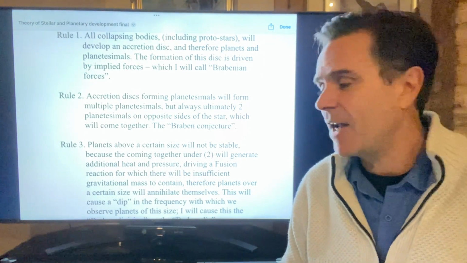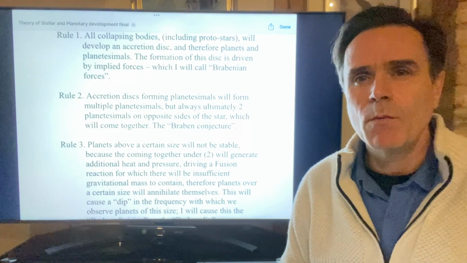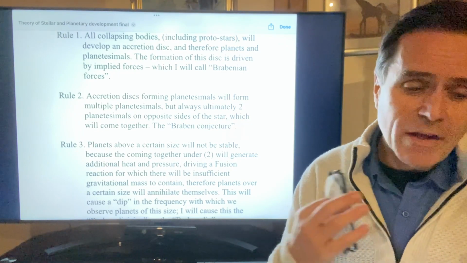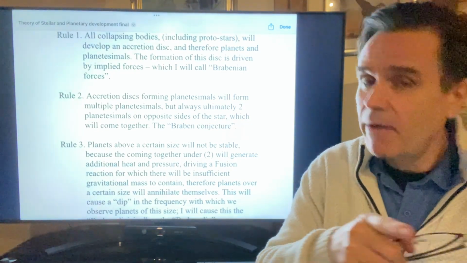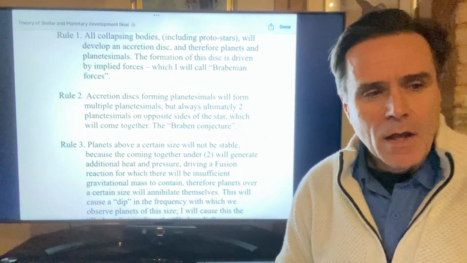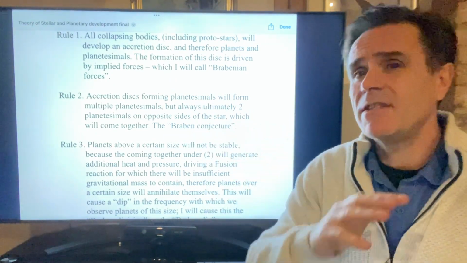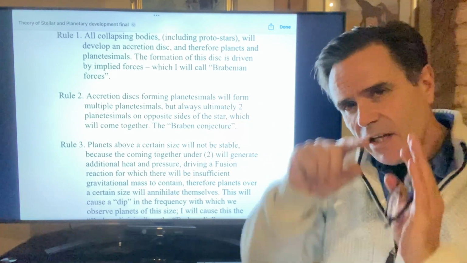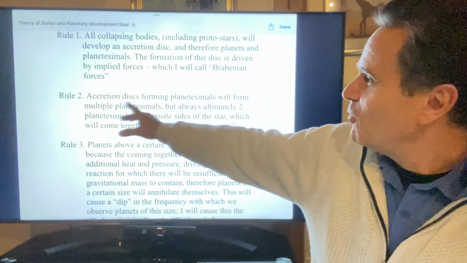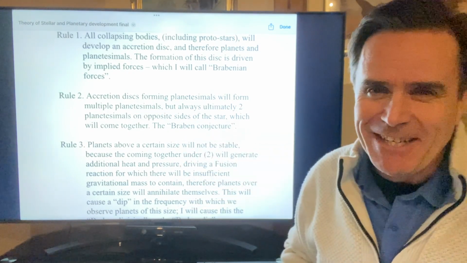And the data's available, actually, and once I can get hold of it, and hopefully the publication of this theory will encourage people that have that data to share it with me, and then together we can plot planet size by frequency of observation for the 5,000 or so exoplanets that we've seen. And I think what you'll see is, around about 3 or 4 Jupiter masses, or somewhere around that size, you will see a dip. I'm trying to put my name on things. Of course, rule number 2, which is that planets will form in final pairs, I'm calling that the Braben conjecture.